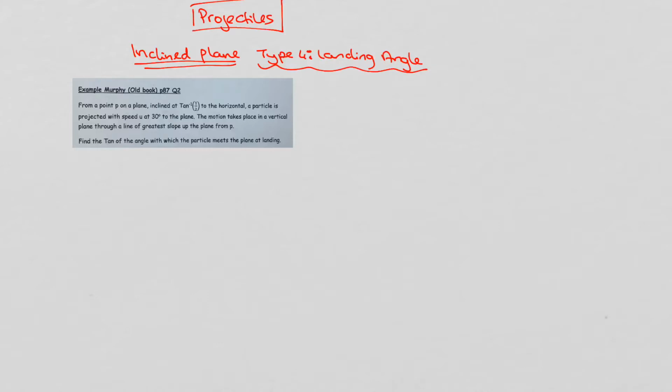Okay, so what are we given? We're given the angle of the plane itself. We're given the angle of projection with respect to the plane. And we're asked to find not the angle, but instead tan of the angle when it is landing. So let's sketch this and see what's happening in this diagram so we can break it down.